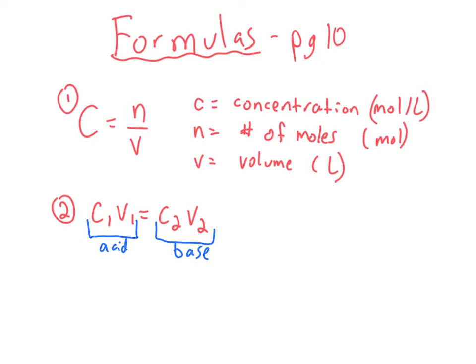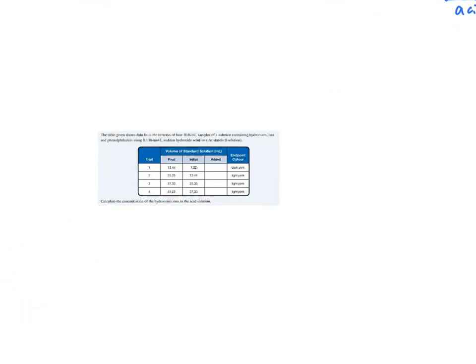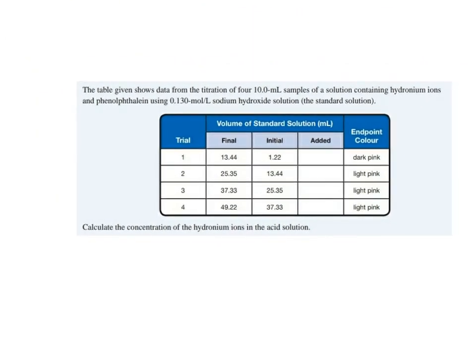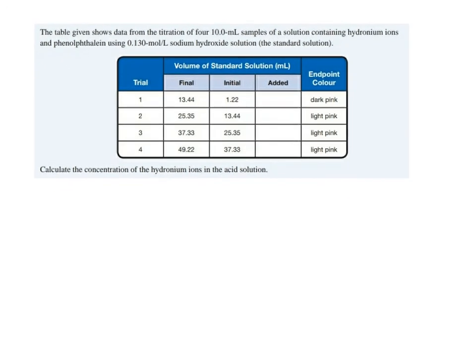So let's get right into an example. The example that we're going to look at is from your textbook, and here it is right here. The table shows data from a titration of four 10.0 milliliter samples of a solution containing hydronium ions and phenolphthalein using 0.130 mole per liter sodium hydroxide solution, which is the standard solution since we know that concentration. Our goal is to calculate the concentration of the hydronium ions in the acid solution.